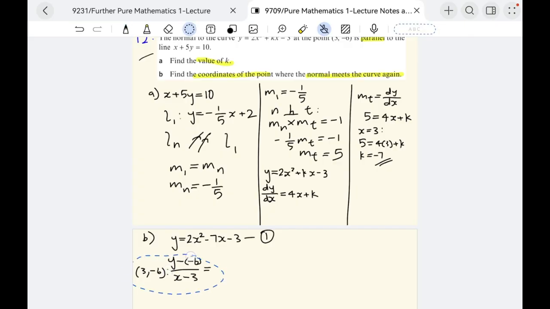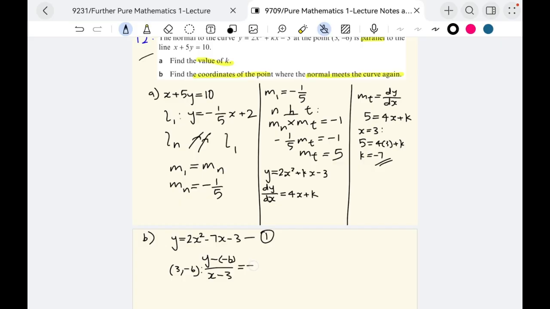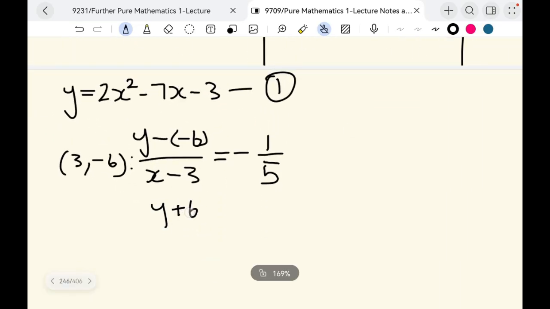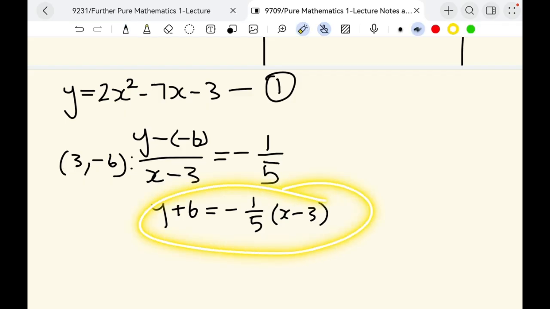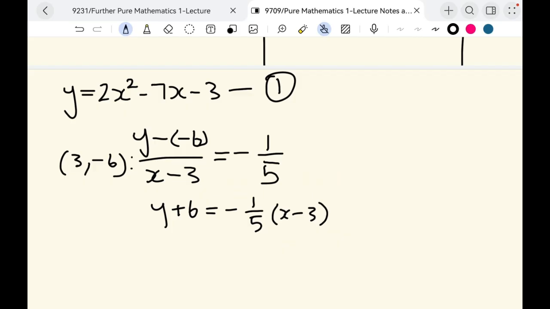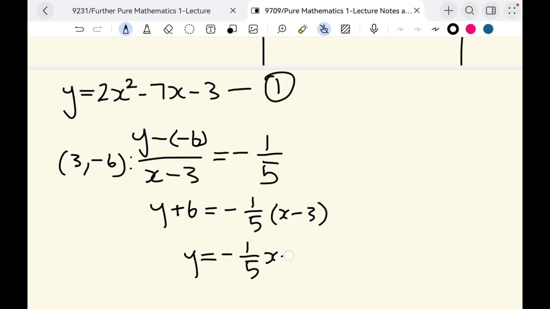Use this gradient expression and equate to negative 1 over 5, which is y plus 6 equals negative 1 over 5 times x minus 3. Then we have to obtain the equation of the straight line in the form of y equals mx plus c, which you will get y equals negative 1 over 5 x, plus 3 over 5 minus 6, which gives negative 27 over 5 as your second equation.